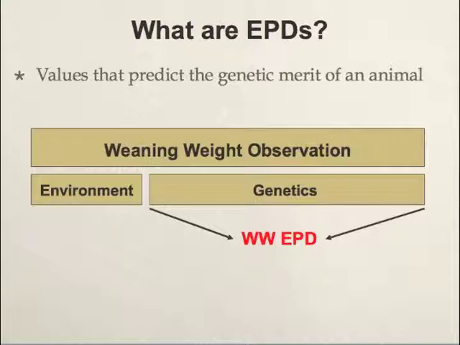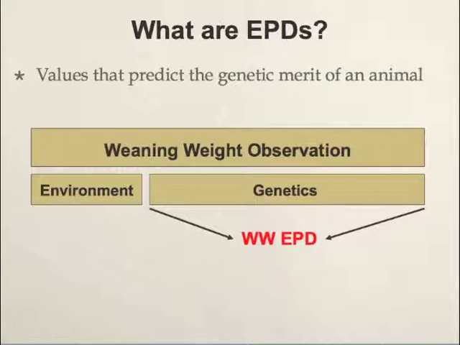So the environmental component: that weaning weight observation is taken in one year. Is your environment ever the exact same from year to year? It never is. So that component of that weaning weight observation, we cannot utilize it to make a decision on what that animal is going to do in the future. We've got to identify the genetic component.